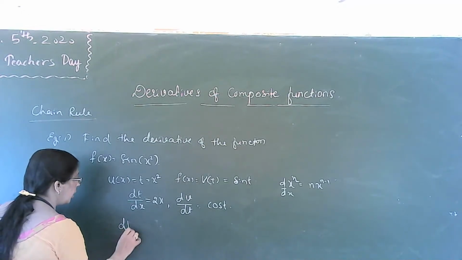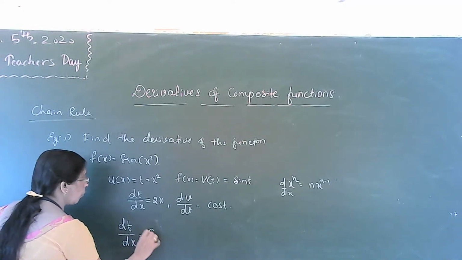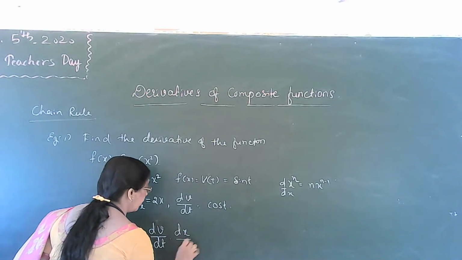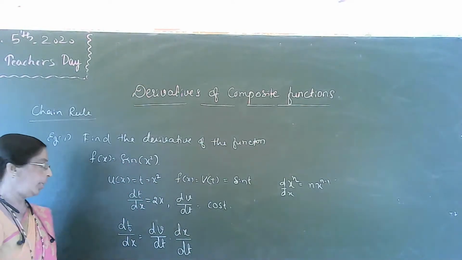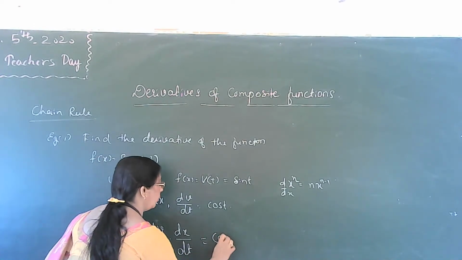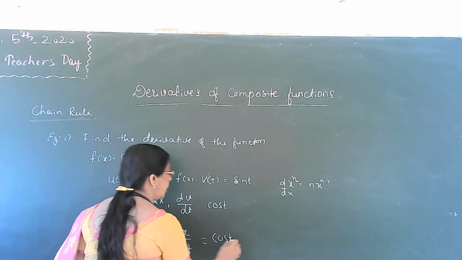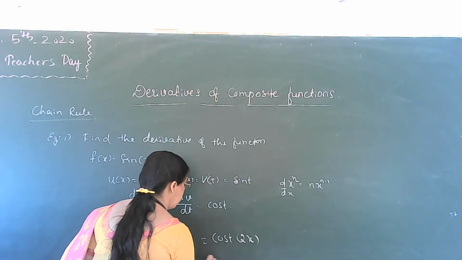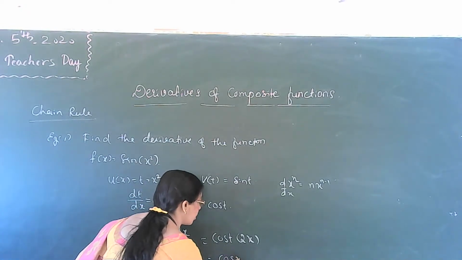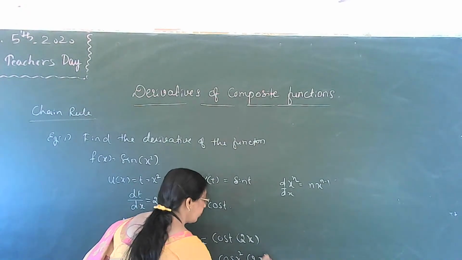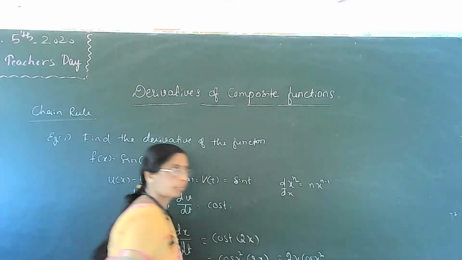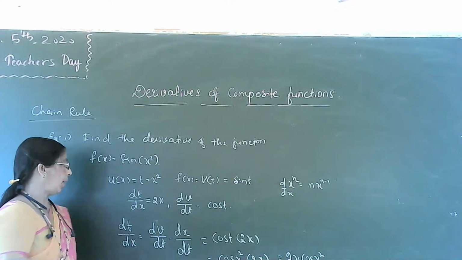By using chain rule, df by dx is equal to dv by dt into dt by dx. Here dv by dt is equal to cos t and dt by dx is equal to 2x. We put the value of t here. Therefore, cos x square into 2x, which is equal to 2x into cos x square.